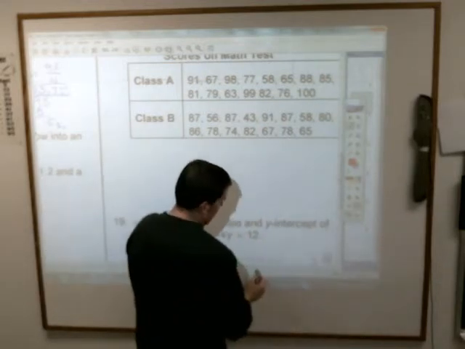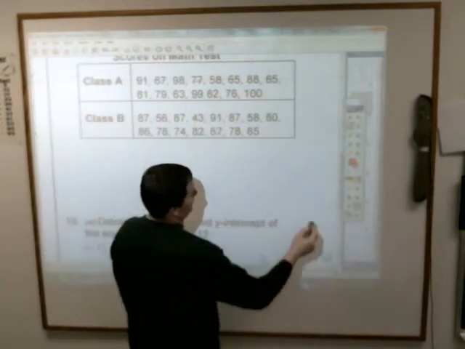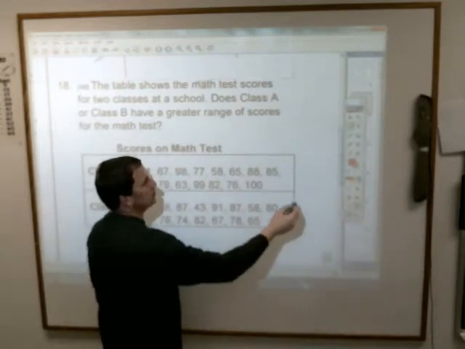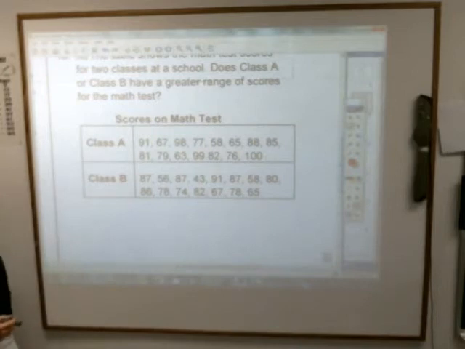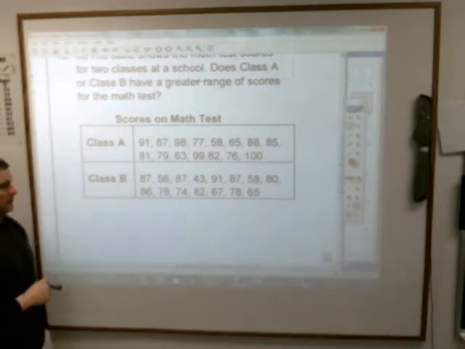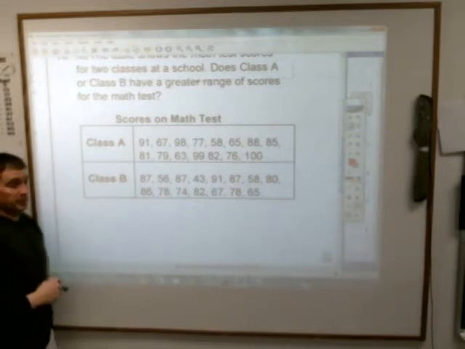Well, number 18 is another easy one. Jackson, what do we ask to find? Which one has the greatest range? Yeah. What is the range, Jackson? It's the big one from the small.